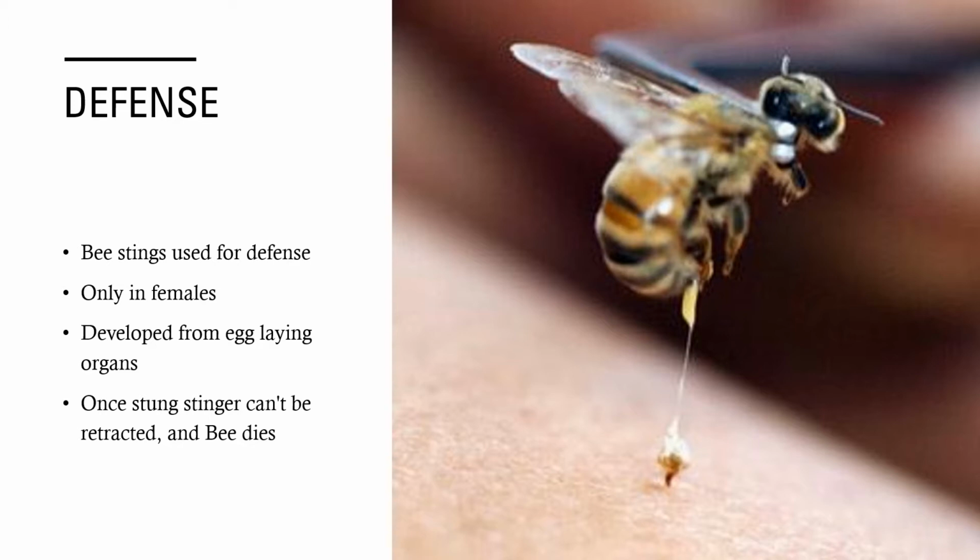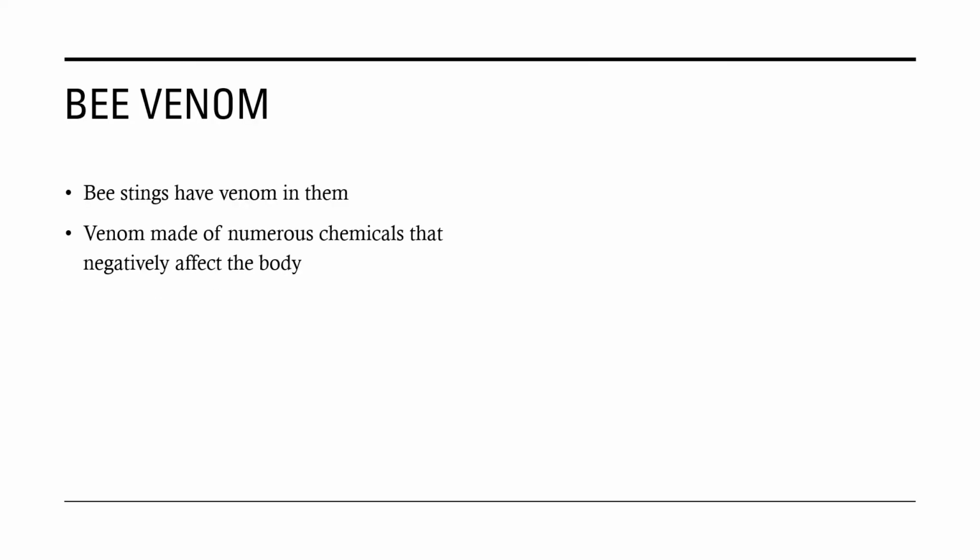And basically, once a bee stings you, its stinger is ripped. It stays in your skin, and when the bee pulls away, it's ripped out of its abdomen, causing the bee to die. However, the sting itself isn't what causes all the pain and discomfort from a bee sting. That's caused by the bee venom, which is made of numerous chemicals that negatively affect cells in the body.